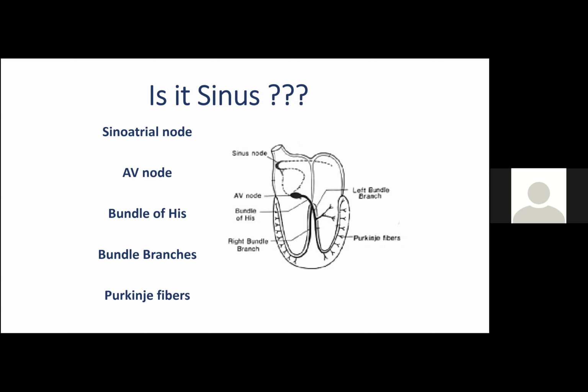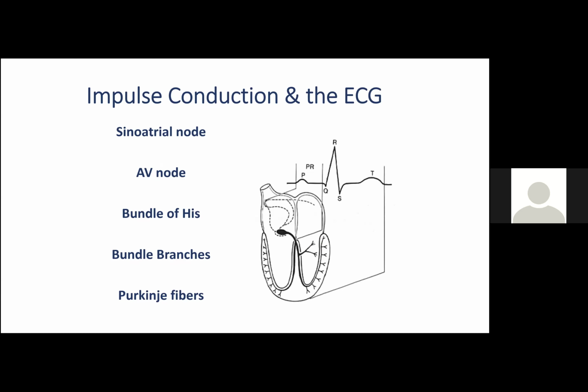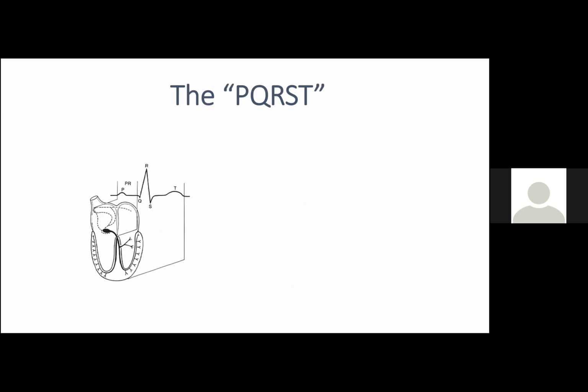rhythm? The sinus rhythm will come from the SA node to the AV node, bundle of His, bundle branches, then Purkinje, to give the beat that will appear in the ECG. To correlate between the impulse conduction and the ECG, this is the sinoatrial node. It will go to the AV node. So it is a P wave, then the PR interval, then it will give the QRS morphology, which is the depolarization of the ventricle, then the repolarization will be the T wave.